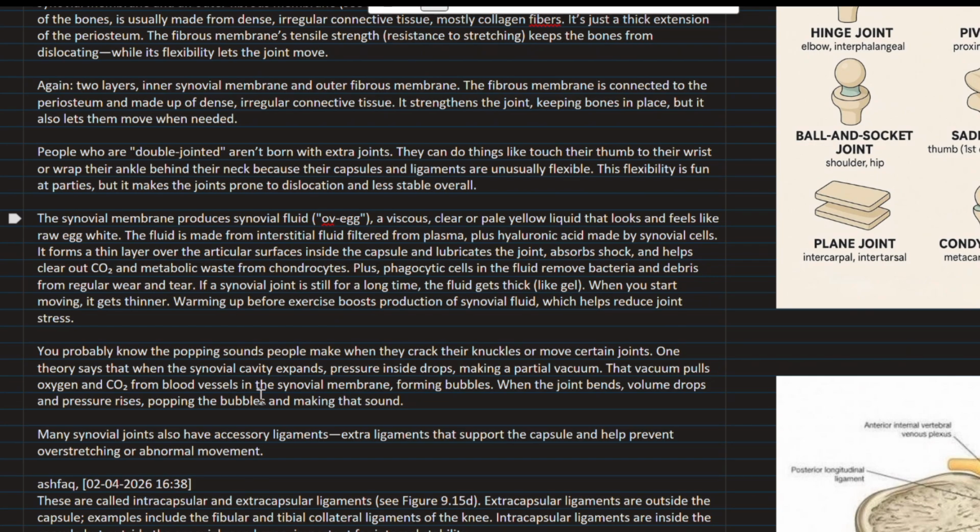The synovial membrane produces synovial fluid, a viscous, clear or pale yellow liquid that looks and feels like raw egg white. The fluid is made from interstitial fluid filtered from plasma, plus hyaluronic acid made by synovial cells. It forms a thin layer over the articular surfaces inside the capsule and lubricates the joint, absorbs shock, and helps clear out CO2 and metabolic waste from chondrocytes. Plus, phagocytic cells in the fluid remove bacteria and debris from regular wear and tear.